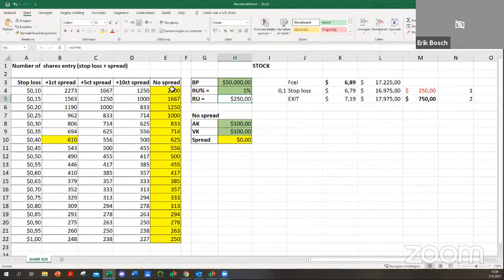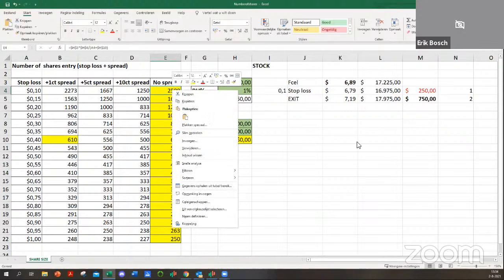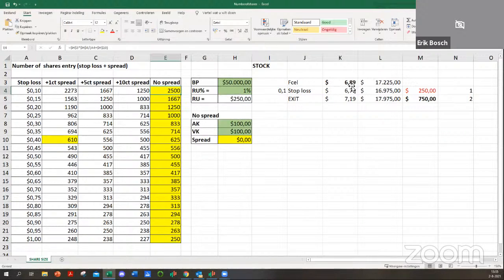First I had these on my wall so that I could just see how many shares I should buy on a stop loss of 10 cents, of 55 cents, of 90 cents. So let's look at this example. Let's say this is my risk unit, $250 on each trade. Then with a stop loss of 10 cents, and let's say there is no spread, I buy 2,500 stocks of, in this case, FCEL. FCEL is $6.89. If I buy 2,500 shares of those, I pay 17,225.